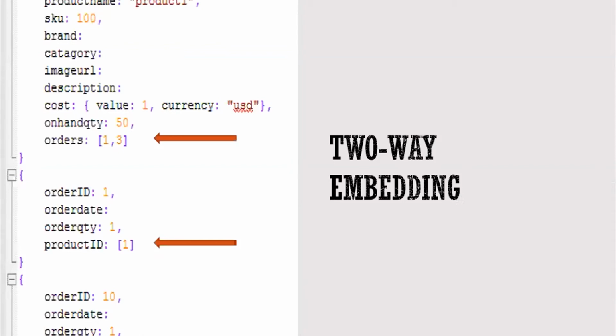In two-way embedding, each product document lists all the orders of the product, and each order document lists all the products in the order. That way you're linking the documents and can perform queries in both directions. Two-way embedding can also be optimized by using bucketing. But one thing we need to remember is that two-way embedding works best if there's a good balance on both sides, meaning products have a lot of orders and orders have a lot of products.